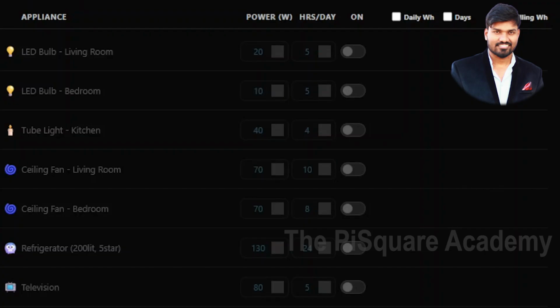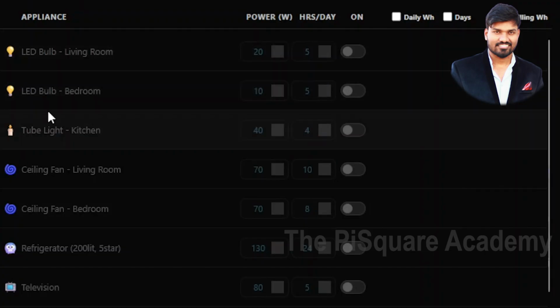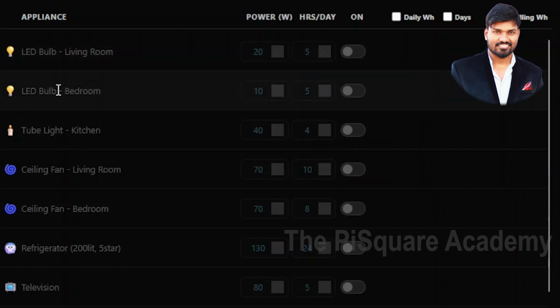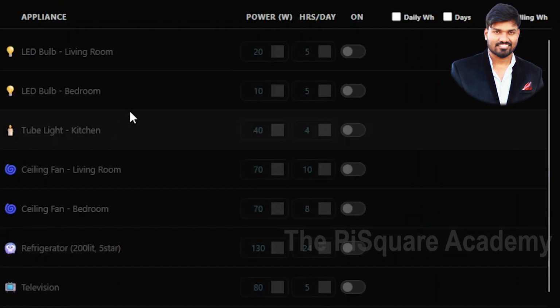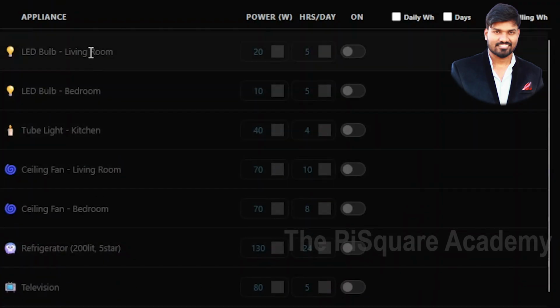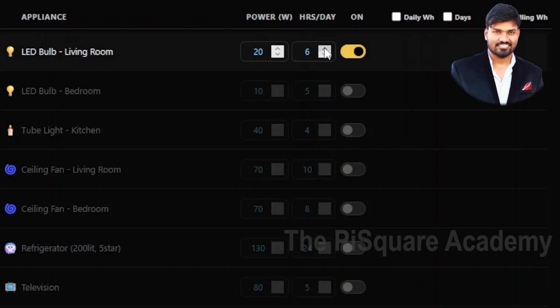So for this, I am taking some appliances: LED bulb in living room, LED bulb in bedroom. You can take whatever appliances you have in your home, list them out. Suppose I turn on this living room LED bulb for 5 hours. Suppose you want 6 hours, change it to 6 hours. My living room LED bulb is 20 watts, that's why I am using a 20 watt bulb. If it is a 10 watt bulb, use 10 watt. If it is a 30 watt bulb, use 30.